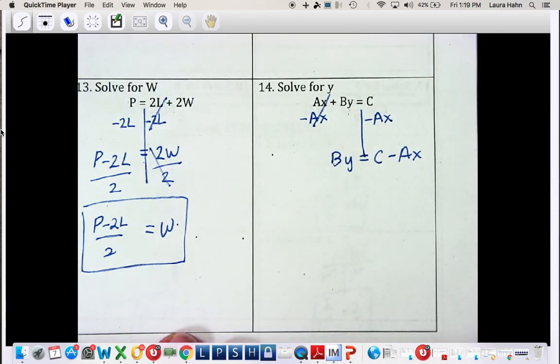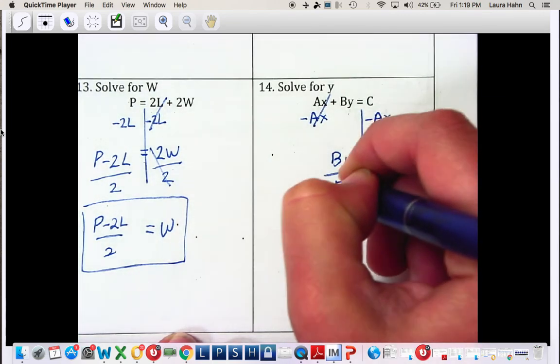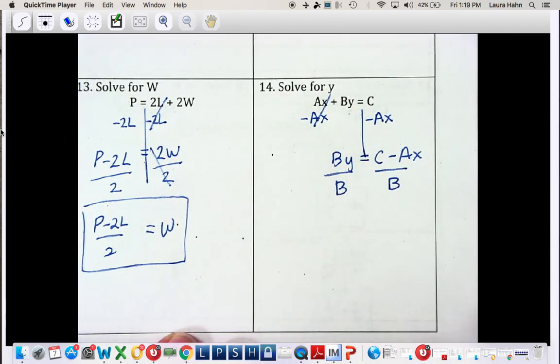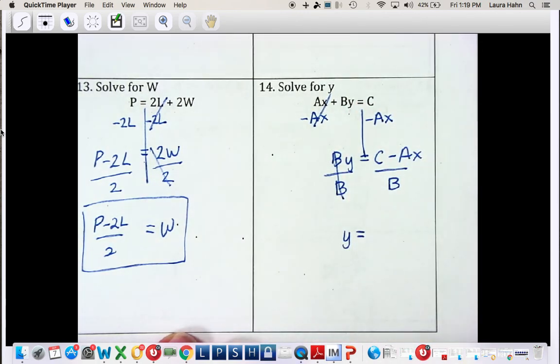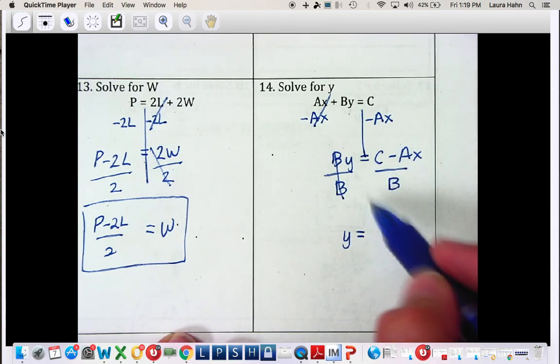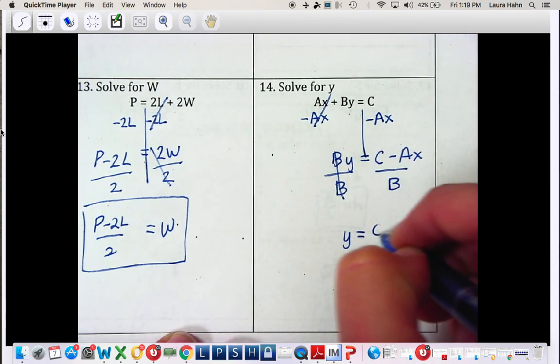So one last thing to get rid of is that B. They're touching, which means multiply, so I'm going to divide by B on both sides. My B's cancel, so Y can fall down by itself. There's nothing I can simplify on this right side, so it's going to drop down exactly as we see it.